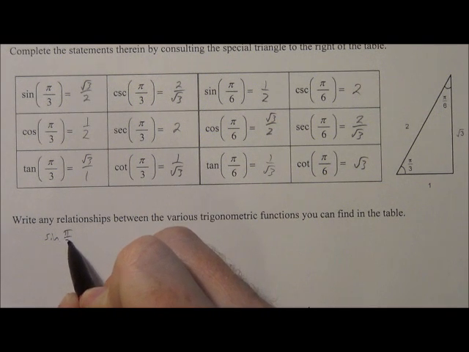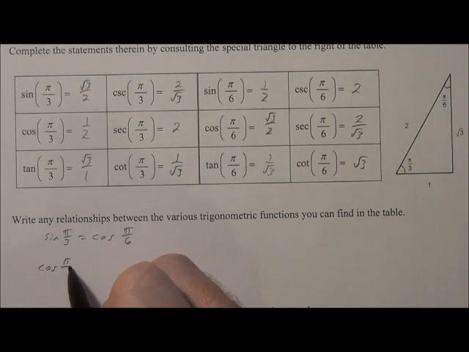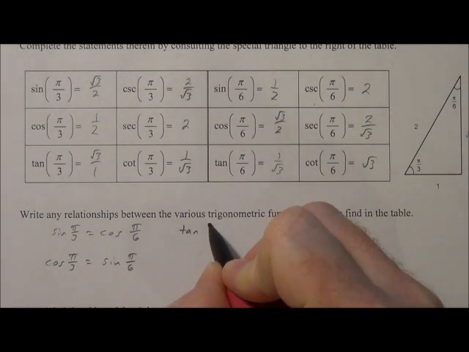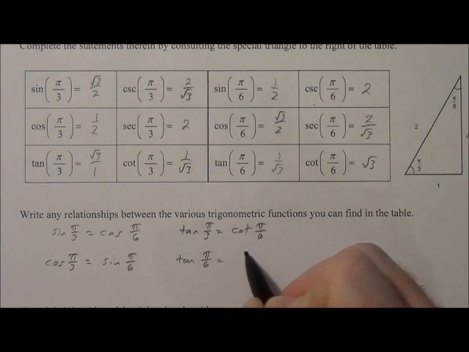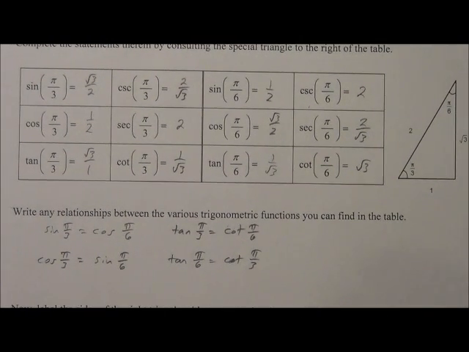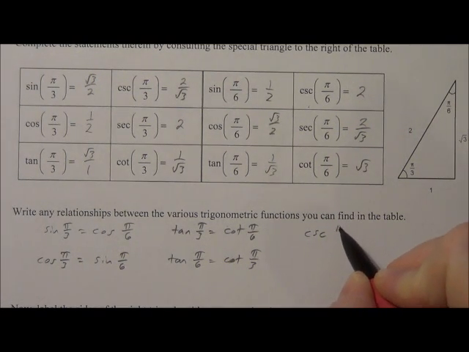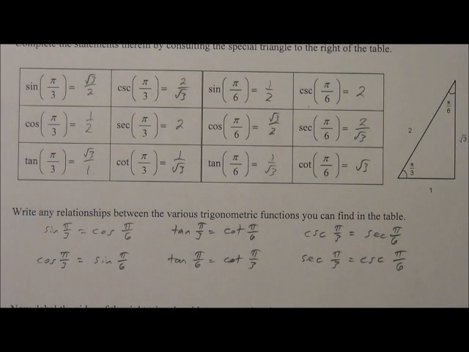Notice, of course, that sine of pi by 3 is equal to cosine of pi by 6. Cosine of pi by 3 is equal to sine of pi by 6. We see that the tan of pi by 3 equals the cotangent of pi by 6, and the tangent of pi by 6 equals the cotangent of pi by 3. And if we look at other reciprocal functions, cosecant of pi by 3 equals the secant of pi by 6, and the secant of pi by 3 equals the cosecant of pi by 6. So not just one trig function will give you the same trigonometric ratio, as we can see from this.